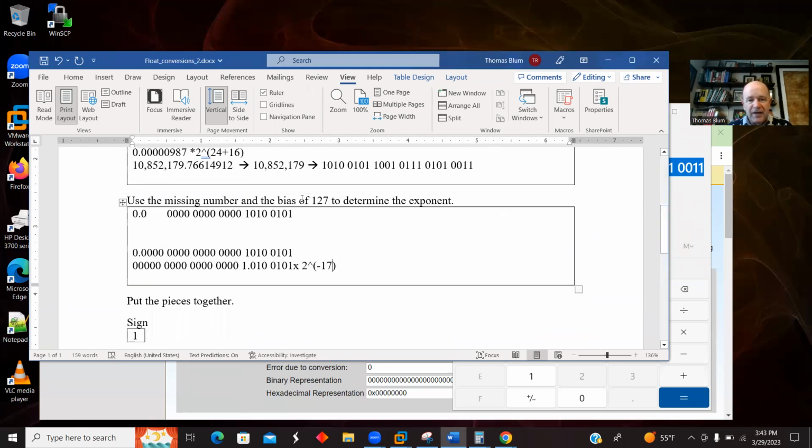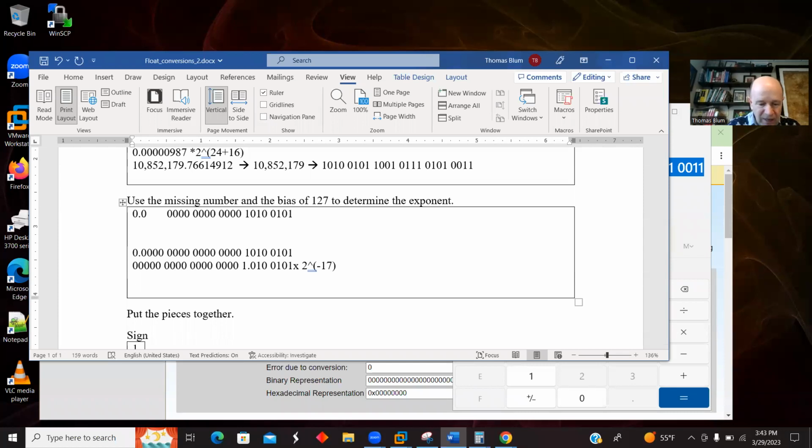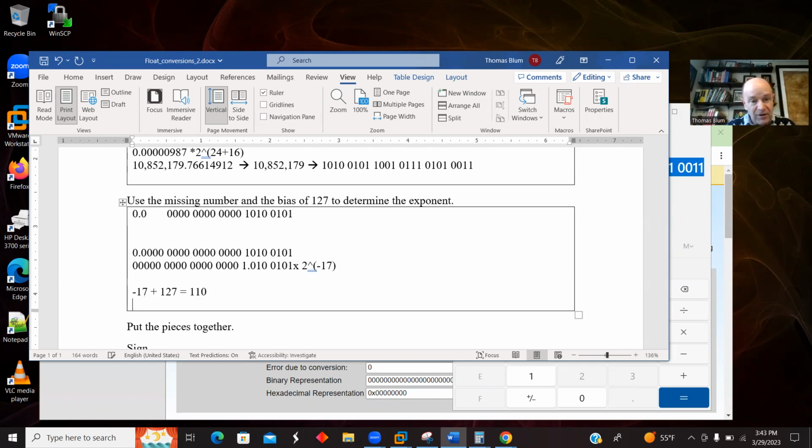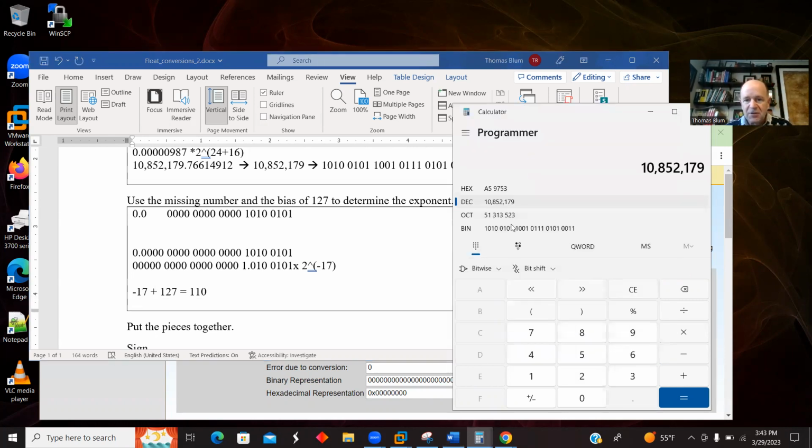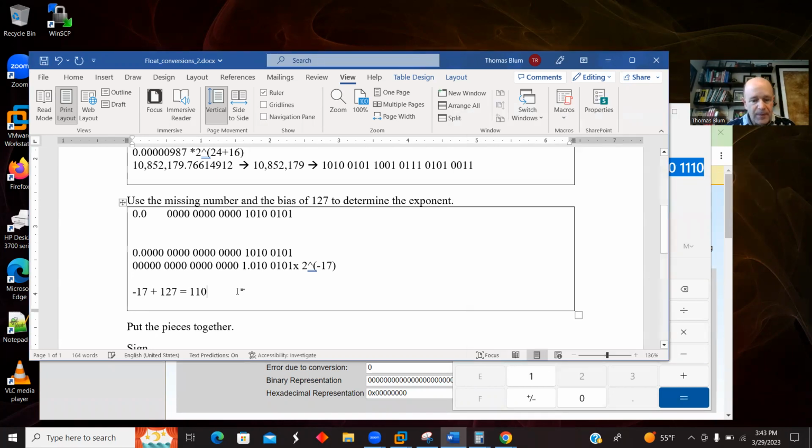And then I have to bias. So I have to bias by adding: minus 17 with a bias of 127. And that's going to give me what, 110, right? Let's just confirm: 127 minus 17 is 110. And that's what I want to represent in binary. Okay, so that will be the exponent.